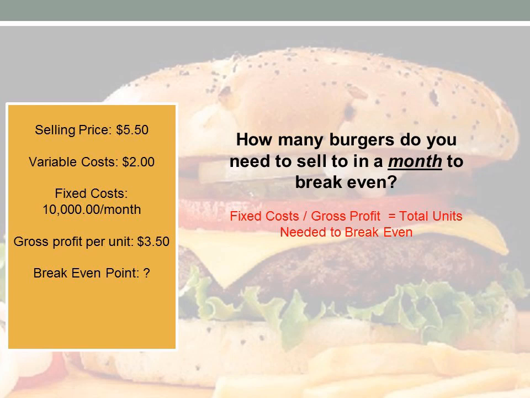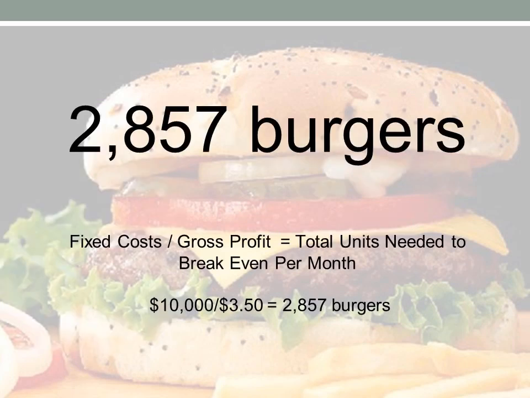So there again, there's your formula right there. You take your fixed cost, divide by your gross profit, and that's going to give you your units to break even. So again, if you're still working that problem out, you may want to pause at the moment. So I'm going to go ahead and flip over here to the slide that has the answer. And the answer is 2,857 burgers. So that's how many burgers you would need to sell in a month just to break even. Remember, that's not making any profit.